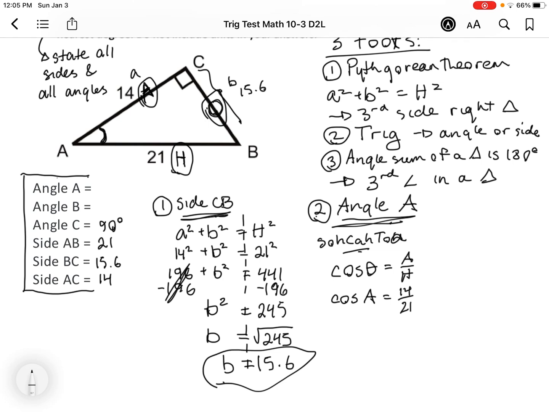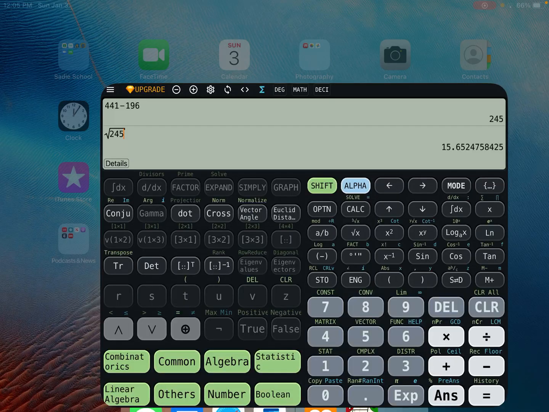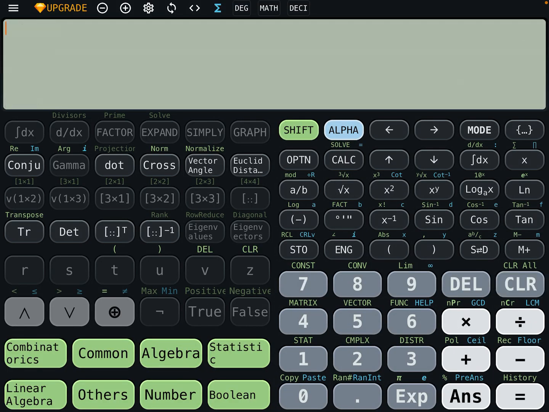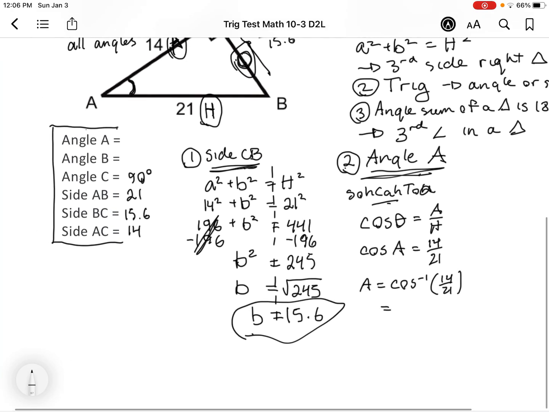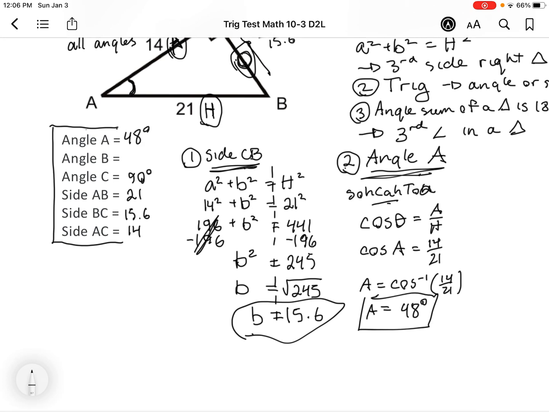And then again, to get the angle, I need to use cos inverse. And when I do that on my calculator, cos inverse of 14 divided by 21, I get 48 degrees. And here we were asked to round to the nearest degree. So this is 48 degrees. Okay, so A is 48 degrees.